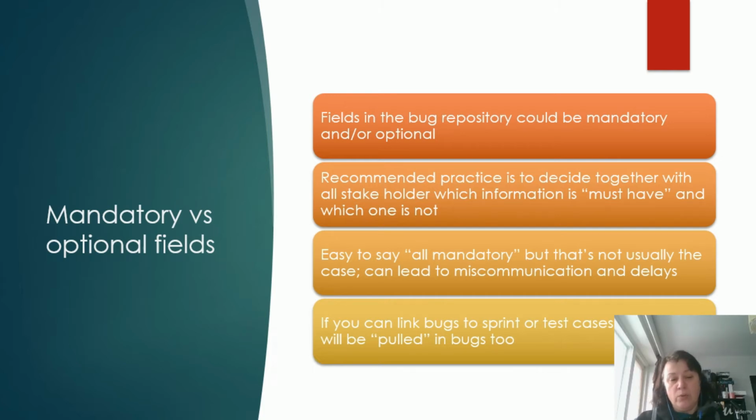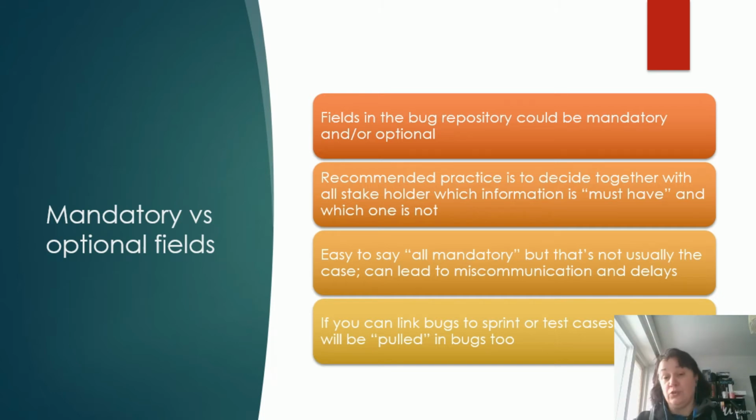And when you work in QA, you will have some input into how the bugs database is set up. One of the things that you can set in a bugs database is the fields that you use. It could be mandatory, which means that when you're writing a bug report, the field must be filled in. Or you can have optional fields where you can put more information, but you don't really have to. It's generally recommended that you decide together with QA and the other stakeholders which fields are must-have and which are not, because different people in a team might need different information.